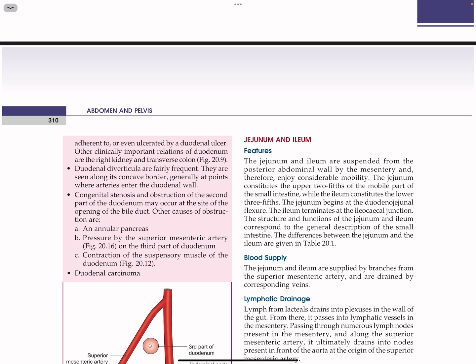Other clinically important relations of the duodenum are the right kidney and the transverse colon. Duodenal diverticula are fairly frequent. They are seen along its concave border, generally at points where arteries enter the duodenal wall.